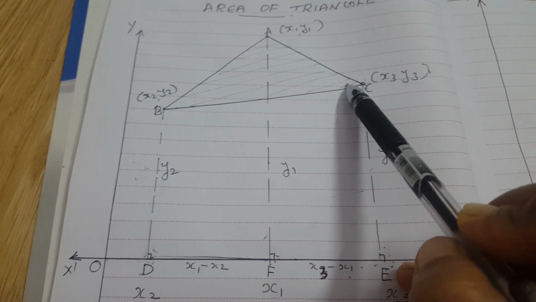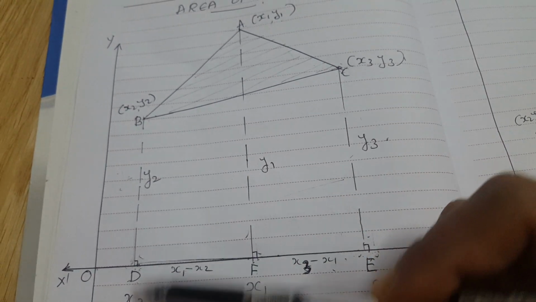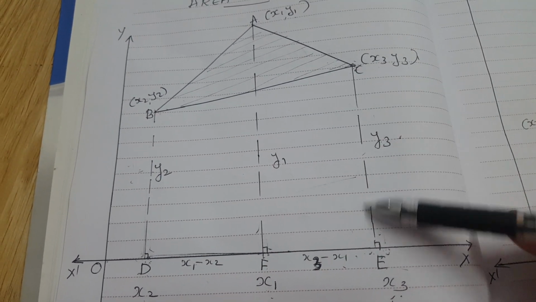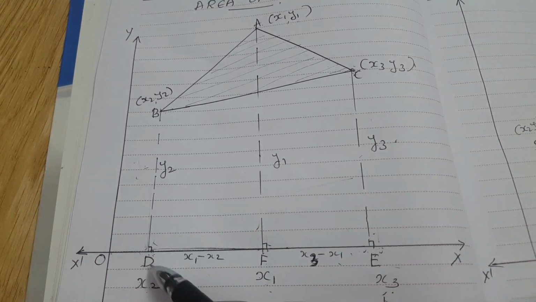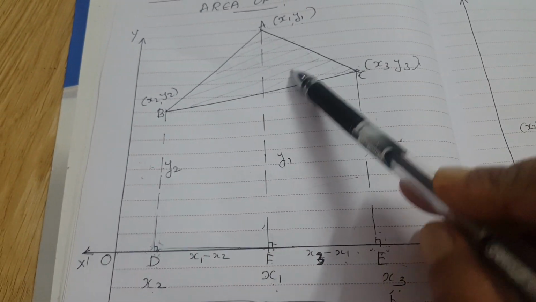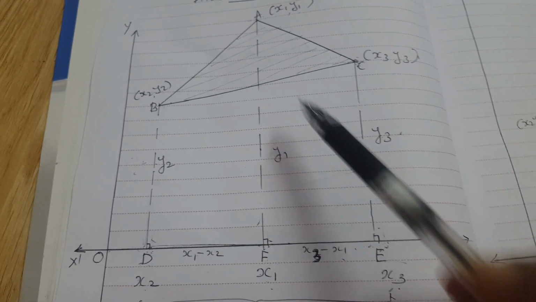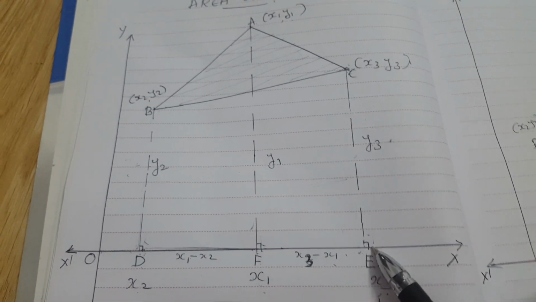Here also we have to use the concepts in geometry. When we draw the perpendiculars BD, AF and CE and join them, see, ABDEC is a polygon. This polygon has 5 sides. So it is a pentagon.